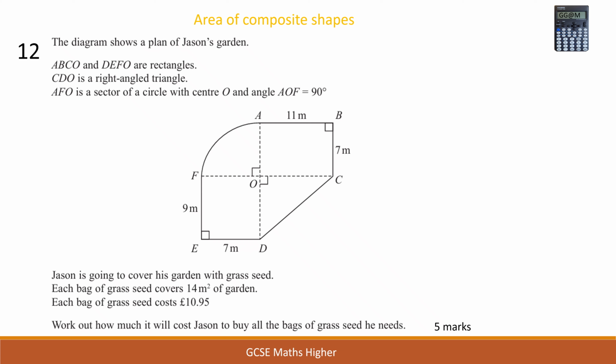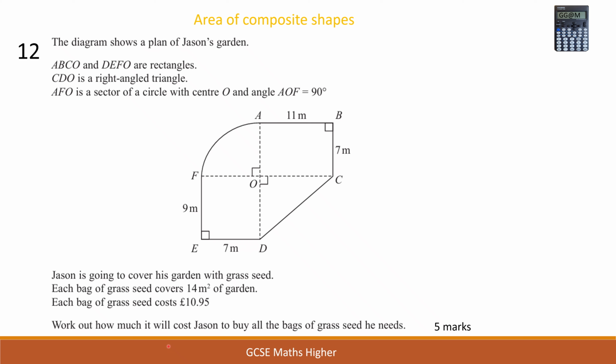This is a question on area of composite shapes. So you can see we have got multiple shapes in this diagram here. Read all the question, think about what you've got to do, press pause, have a go at working out the answer, and then press play when you're ready to hear the keywords, key facts, and then what the mark scheme says.